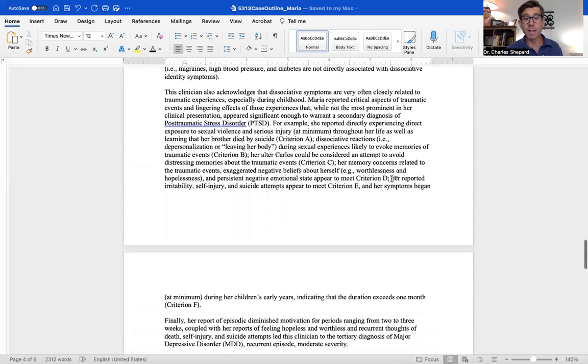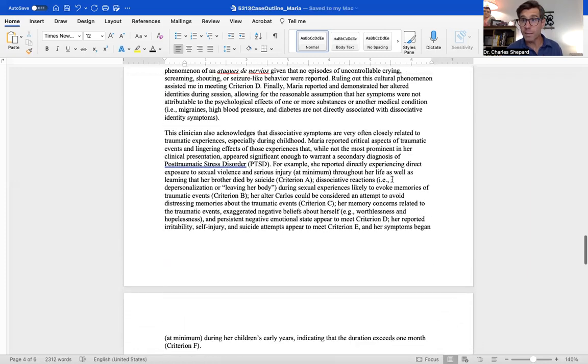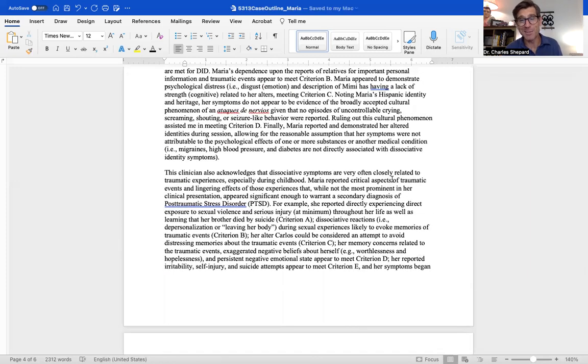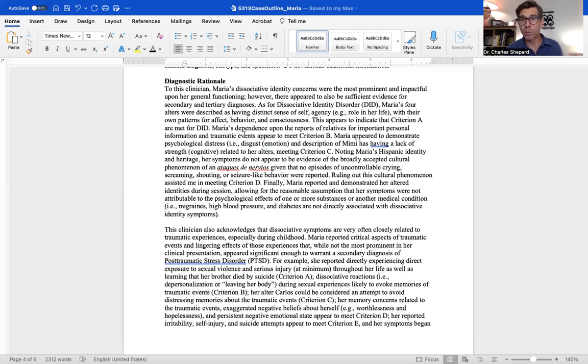This is the diagnostic rationale section. It can be lengthy, especially if you have multiple diagnoses. So here's an example of what we're looking for here. To this clinician, Maria's dissociative identity concerns were the most prominent and impactful upon her general functioning. However, there appeared to also be sufficient evidence for secondary and tertiary diagnoses. As for dissociative identity disorder, or DID, Maria's 4 alters were described as having distinct sense of self and agency, with their own patterns of affect, behavior, and consciousness. This appears to indicate that criterion A is met for DID. You'll note that criterion A only requires 2 alters that meet these criteria.